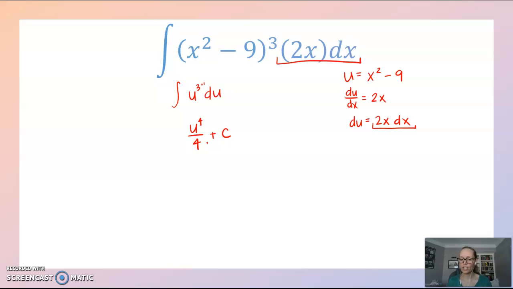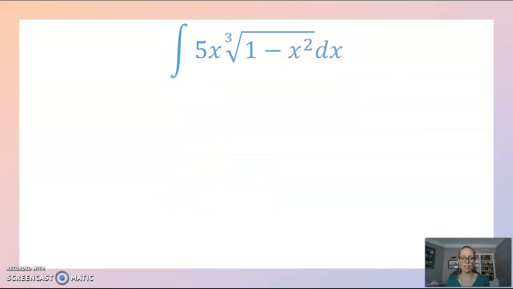Now, just like in the chain rule, my final step, of course, is to put things back in terms of the variables that they were originally in. And so this is going to be x squared minus 9 to the fourth power divided by 4 plus c.